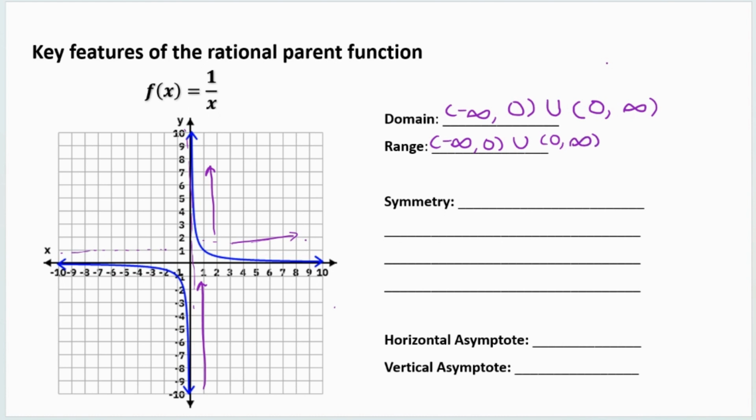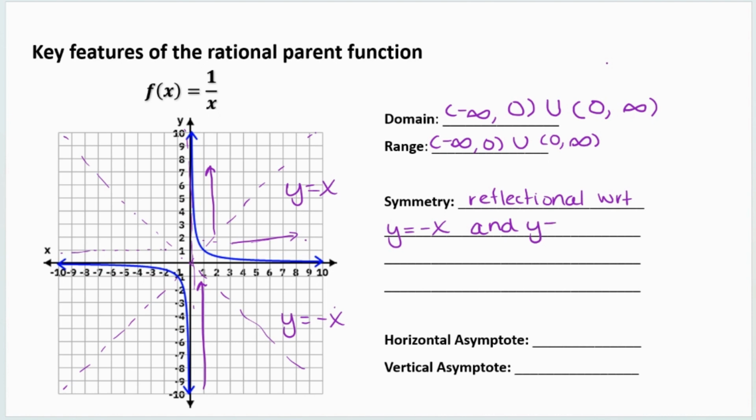So this rational parent function is very interesting because it has lots of different types of symmetry. So what happens is if I draw in the line like this, okay, the line will have the equation y equals negative x. And this graph actually has reflectional symmetry over that line. So we're going to say it has reflectional symmetry with respect to y equals negative x. Also, if I draw in the line like this, that is the line y equals x. The graph also has reflectional symmetry with respect to that line. So we'll say y equals negative x and y equals x.